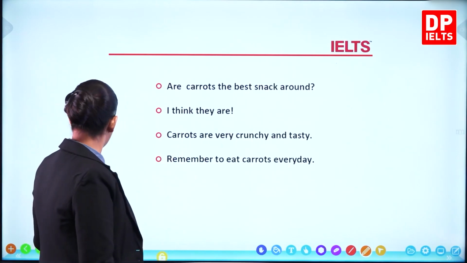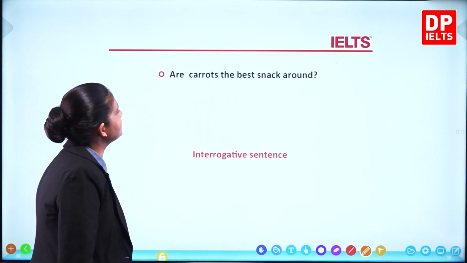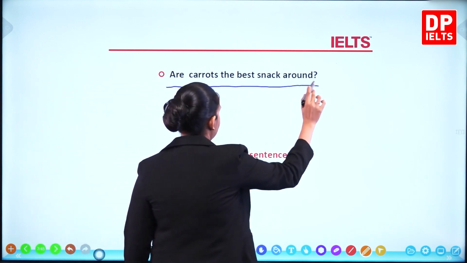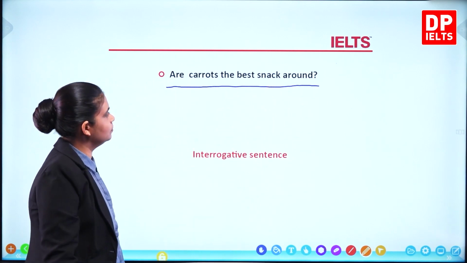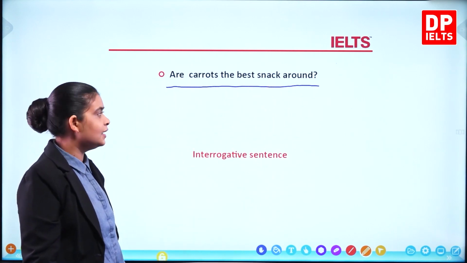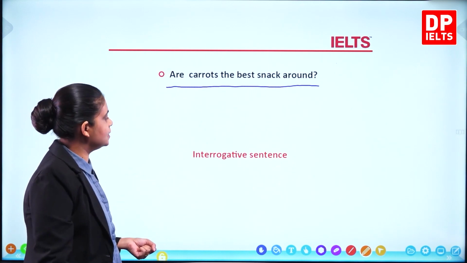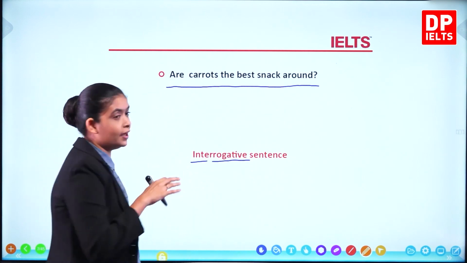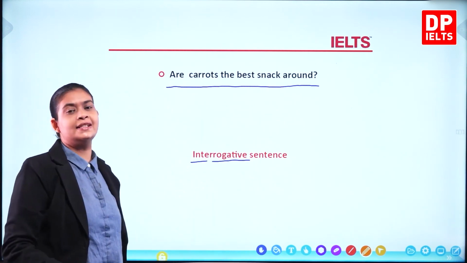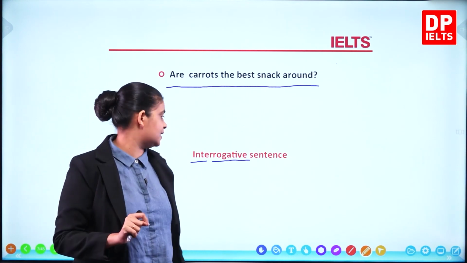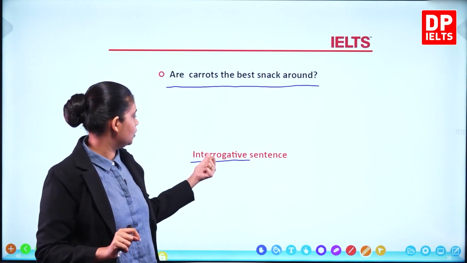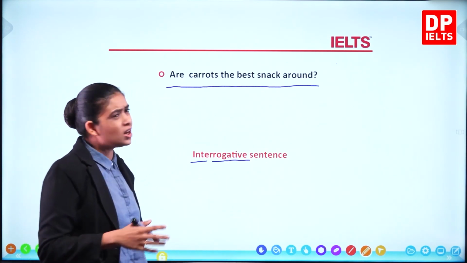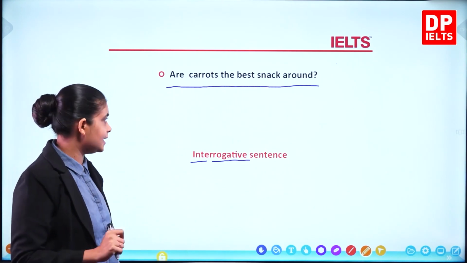Right. So let us have a look at this. Are carrots the best snack around? What is that? These type of sentences, we call it interrogative sentence. You can break it into 2. Interrogative sentence. Okay? What are these interrogative sentences?